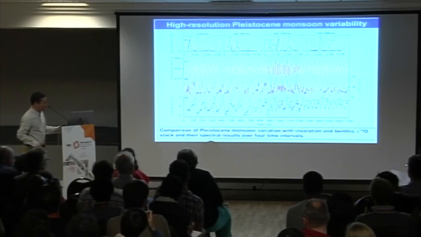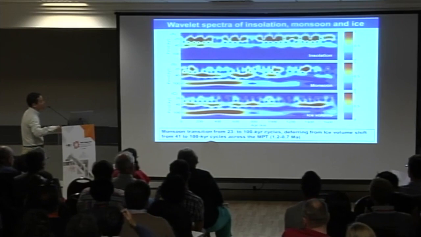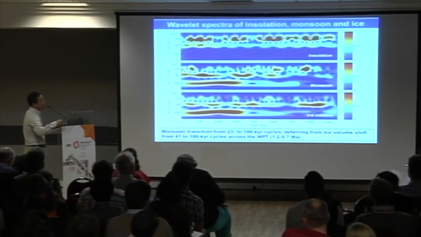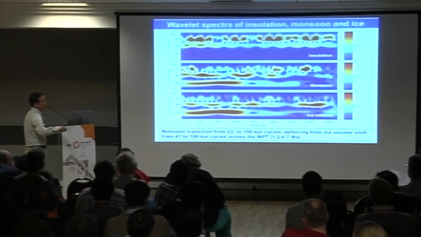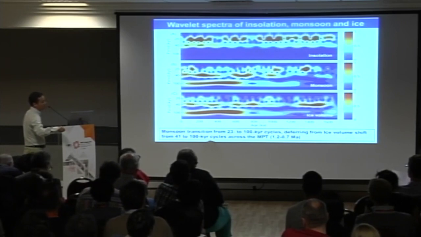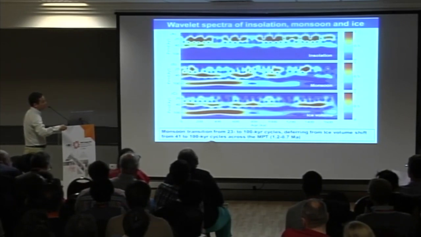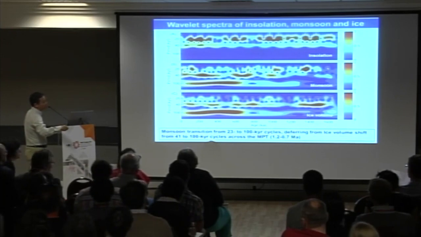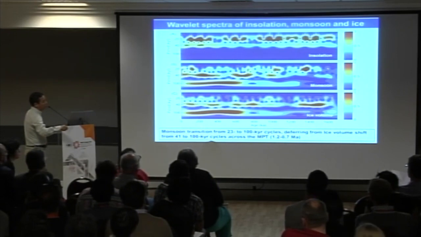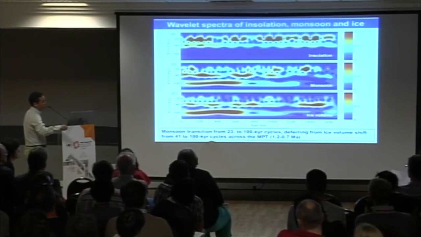If we look at the wavelet spectra of those two records, you can see that for insolation, we have a very dominant precessional signal and obliquity signal. And then if you see the benthic oxygen isotope, before the MPT, they have a very strong 41K cycle, and the 100K cycle occurred around 1.1 million years and becomes stronger 0.9 million years ago. This is our result. You can see before 1.2 million years ago, they have a very strong precessional signal, and then shift to the 100K cycle. This is a significant difference.